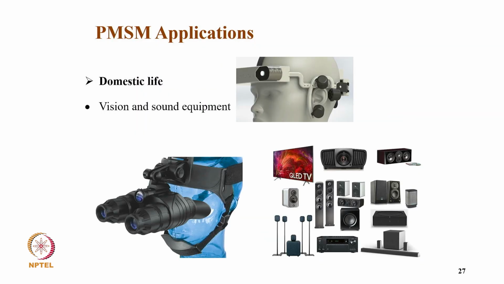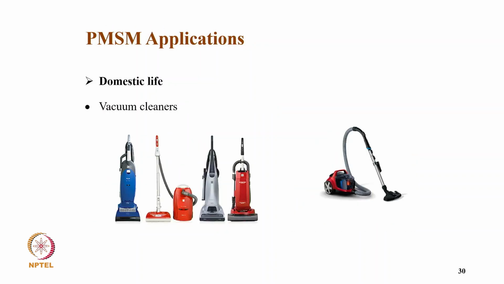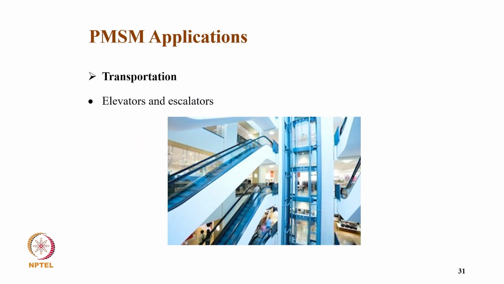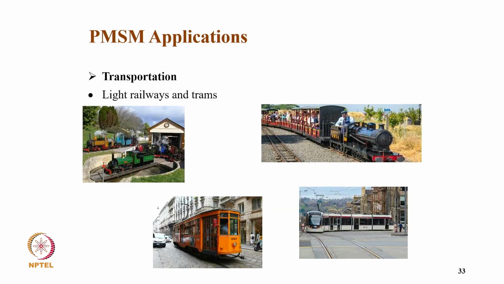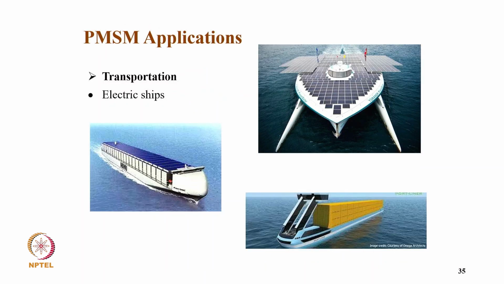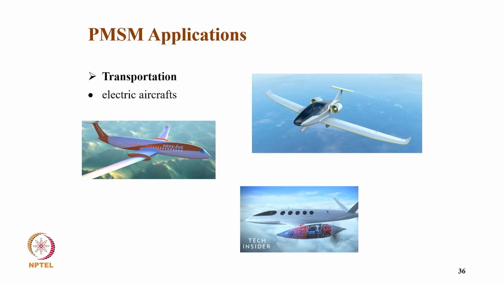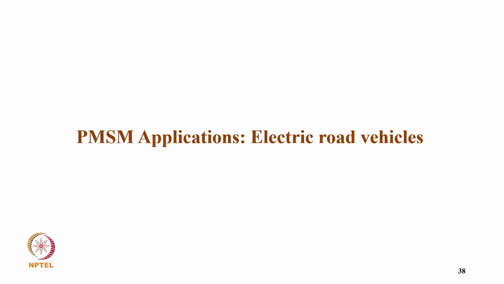Then toys, electric vehicles, and vision and sound equipment. Then cameras, security systems, typically automatic doors, etc. Then vacuum cleaners, elevators and escalators in transportation, and in transportation people movers. Then light railway and trams, and as you can see, aircraft flight control. Then electric ships, because they are most efficient, and electric aircraft, electric boats. So these are, you might have seen, a lot of applications of the PMSM.